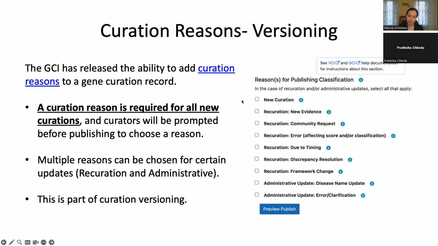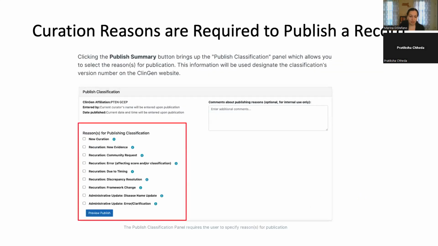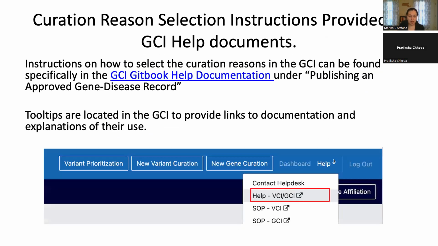So for example, if it's a new curation, it's 1.0. And depending on the type of recuration, it would be a minor versus 1.1 versus 2.0, for example. And this is the help doc here. So if you click the help menu up here, it will take you to the help doc, and there's more information about the curation reasons there too, if you need it.